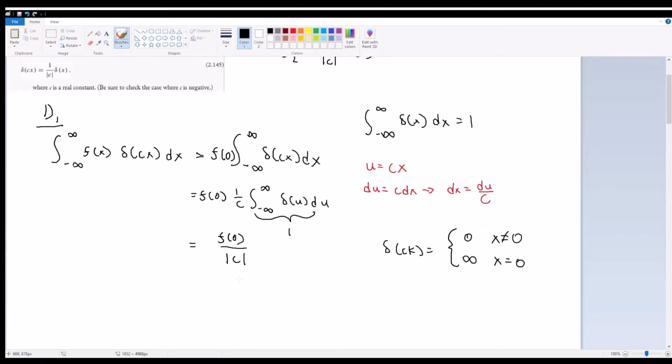we need it to satisfy one of the properties of the Dirac delta, which is that the Dirac delta of negative cx has to equal Dirac delta of positive cx. So because of that, we introduce this magnitude term.